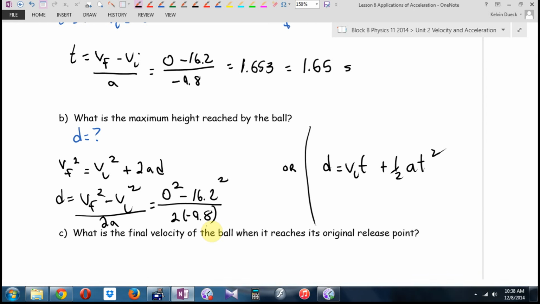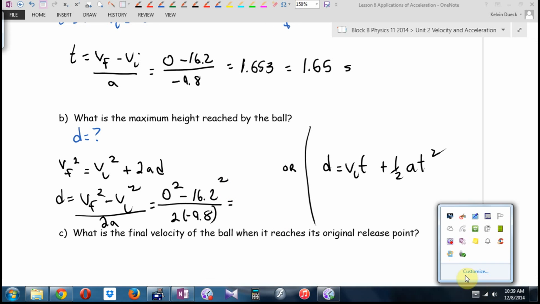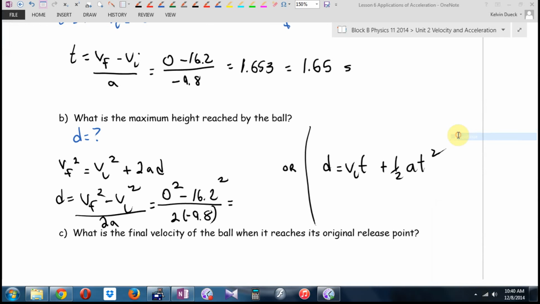This one in particular, you all want to practice typing into your calculator, because every year I see the kids write this and then they get some nonsense answer because they haven't practiced typing it in. You should get an answer. Well, let's see.